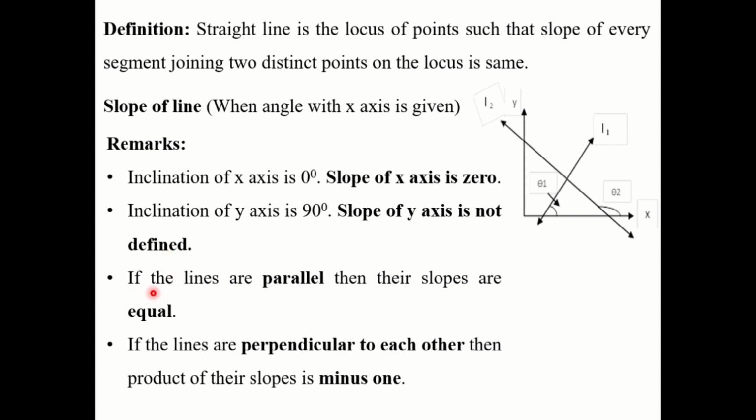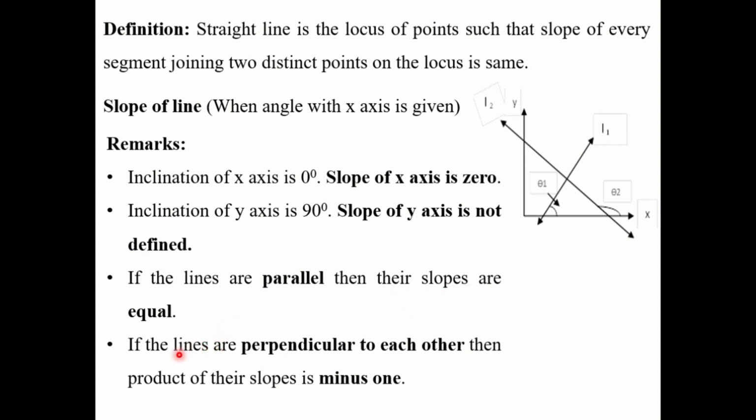Another important statement is, if the lines are parallel, then their slopes are equal. If lines are parallel, then the angle of those lines with the x-axis will be the same. If the angle is the same, then we can say that if lines are parallel, then their slopes are equal.